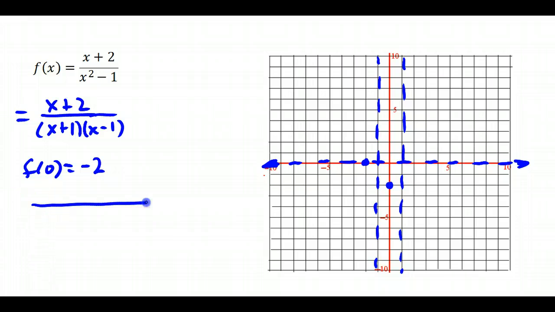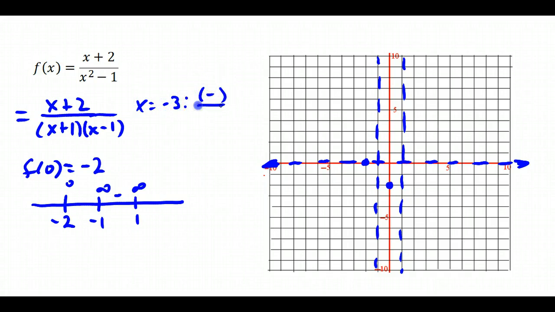Okay, sign chart. -2, -1, and we know it's negative between -1 and 1. So pick a number to the left of -2. And when x equals -3, I've got a negative over a negative times a negative. So this is all negative over here. Okay, so it's doing something probably like this.